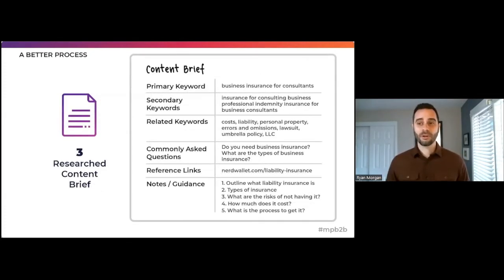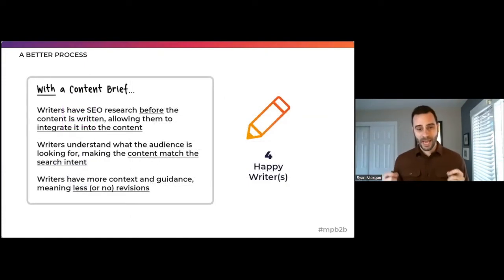A really important part of this process to make sure that you give your writer the best possible chance of writing a good piece of content is to have a well-researched content brief. Happy writers happen when you write a content brief. And what happens in terms of these bonus benefits is writers have that SEO research before the content is written, meaning that piece of content is built with SEO in mind. It's written with SEO in mind. Writers understand what the audience is looking for. They understand that context, so they can match the content to the search intent. This is huge for search engine performance.